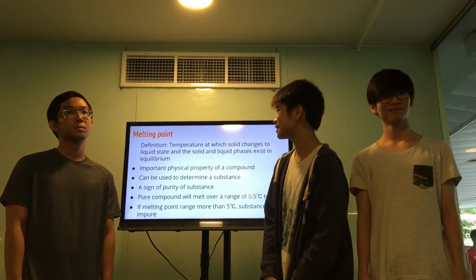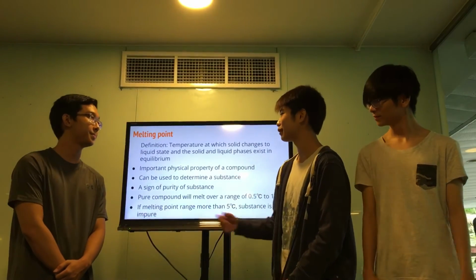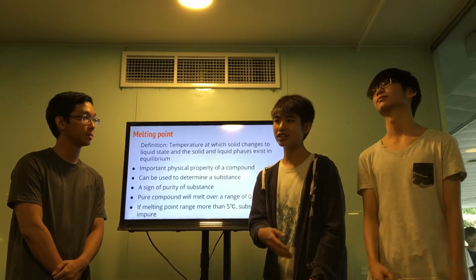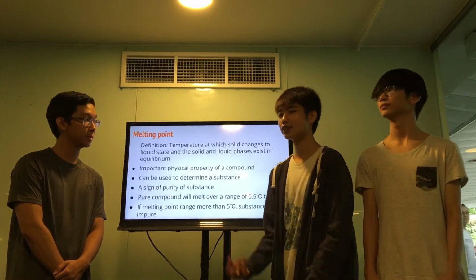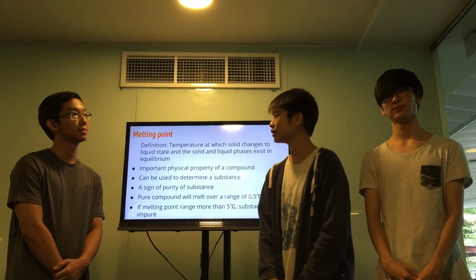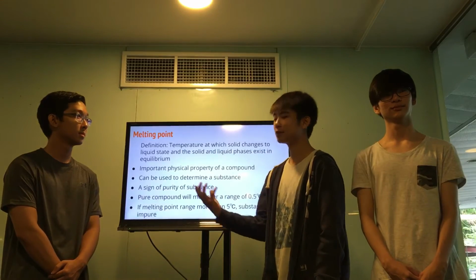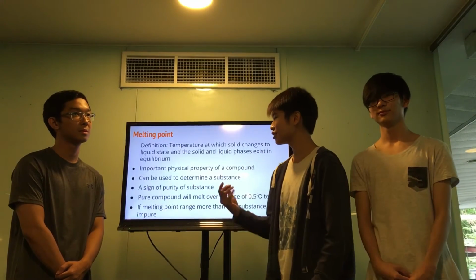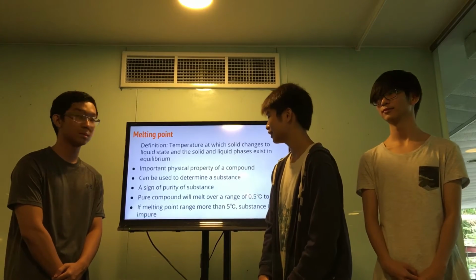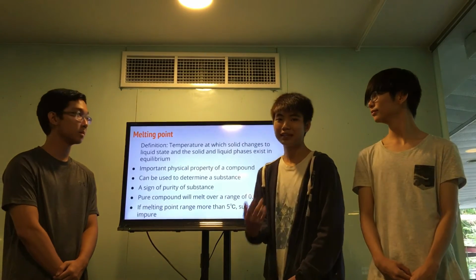Okay, so what is melting point? So now I'll be talking about melting point. A melting point is the temperature at which the solid changes into liquid state, and the solid state and the liquid state both exist in equilibrium. So how is melting point important? It's a very important physical property of any compound. So it can be used to determine a substance.